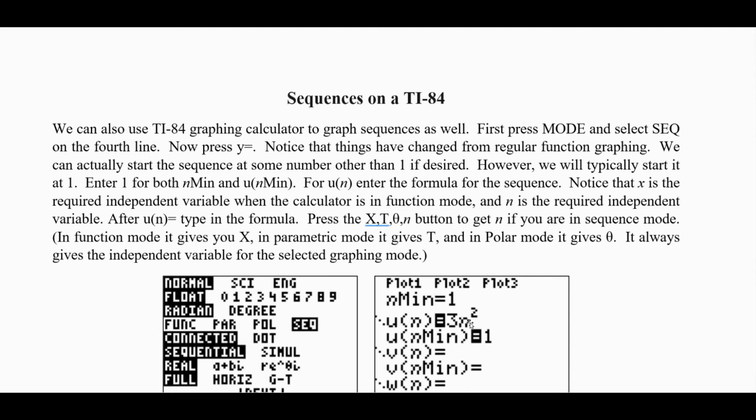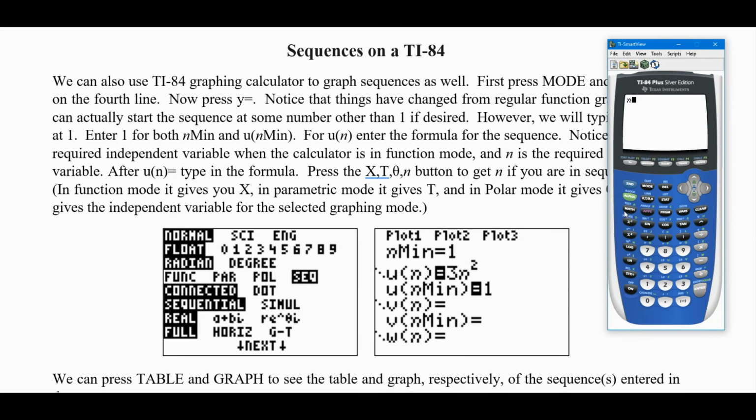So we put in the formula 3n squared. Overall, n's are going to start at 1, and this specific sequence is going to start at 1. So we enter that in. Well, how do you get the n? We just push the x, t, theta, n button. So when you're looking here, this button right here, if the mode is in sequence mode, when I push the x, t, theta, n button, I get n.